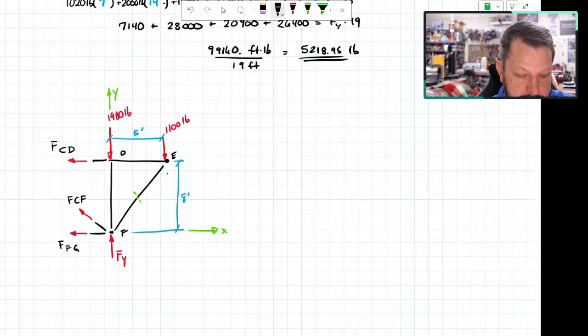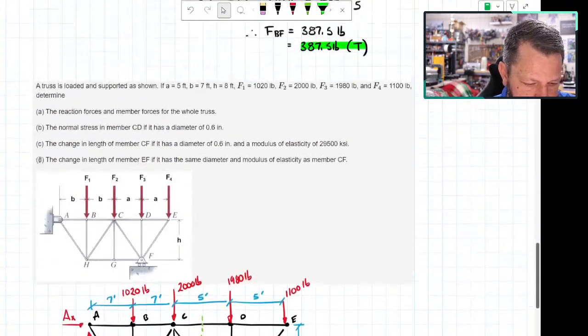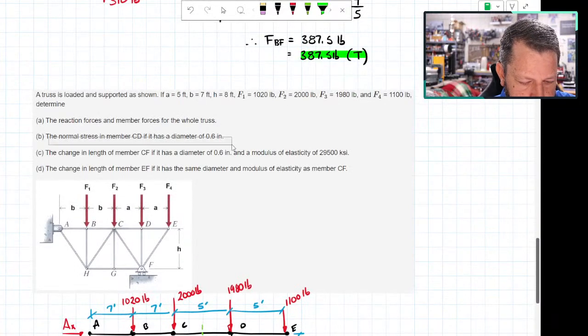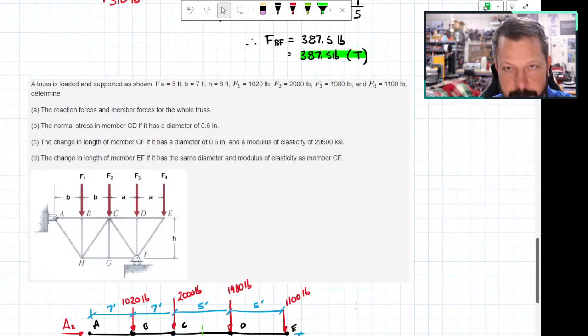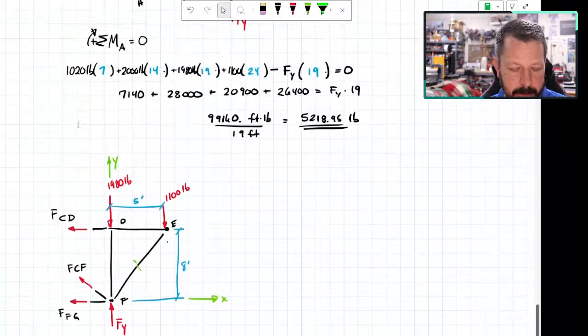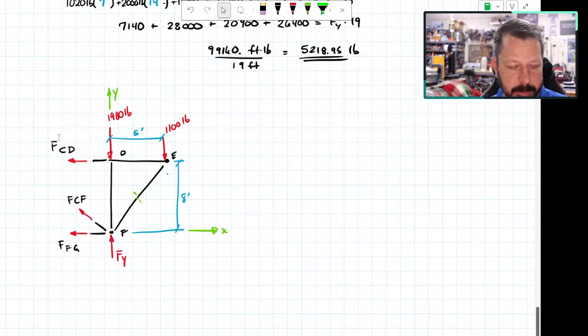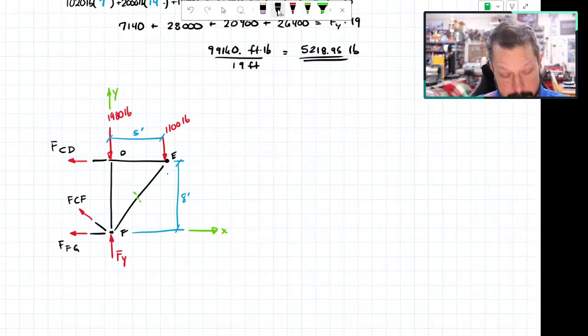Actually, let's work on CD, because that one's a little bit different than what we've done before. So CD, what they want is the normal stress in member CD if it has a diameter of 0.6 inches. All right, so it's round, 0.6 inches, and we want to calculate the normal stress. Normal stress is force over area, so I need to know what force is in member CD, which is what I've got labeled up here as FCD. So if we can solve that one, we can figure out the stress.